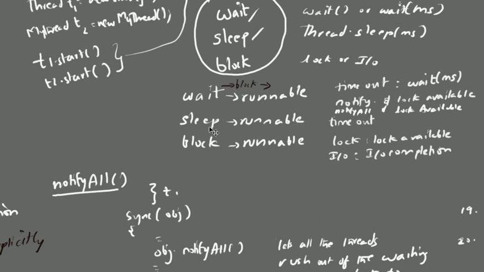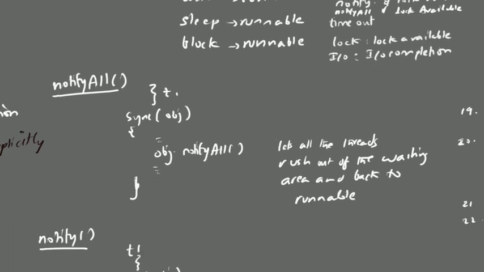So when would a thread move from sleep to runnable state? Definitely after the timeout. And blocked to runnable state: once it gets a lock, well, if it's blocked on a lock, it would only enter the runnable state once it gets the lock. If it was blocked on an IO, it would move to runnable state after the IO operation is complete.